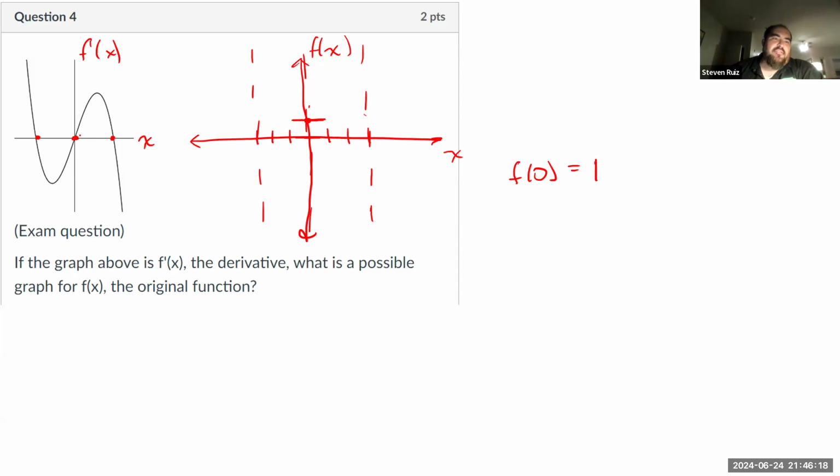F prime here is positive everywhere between 0 and 3. So what does that mean about f? If f prime is positive, then what does that mean about f? If a derivative is positive, that means that f is increasing, which means that if I were to draw this graph, I believe it would have to do this. So it has to increase for a bit, and then it has to come back to another horizontal tangent line.